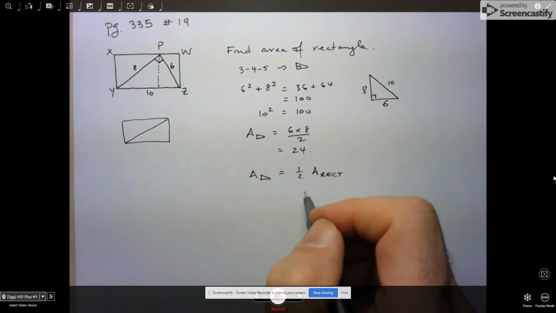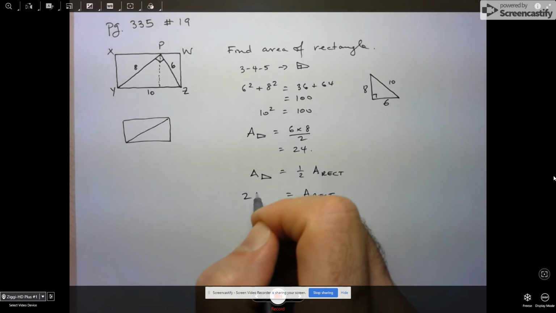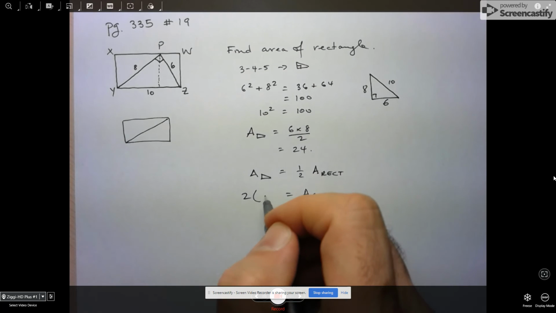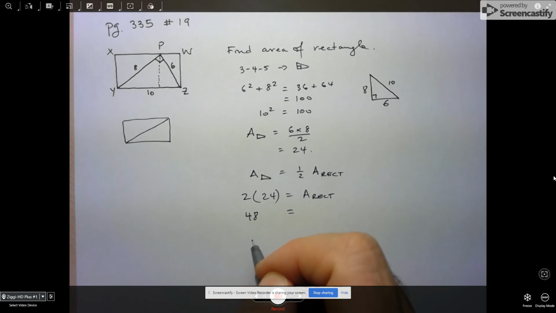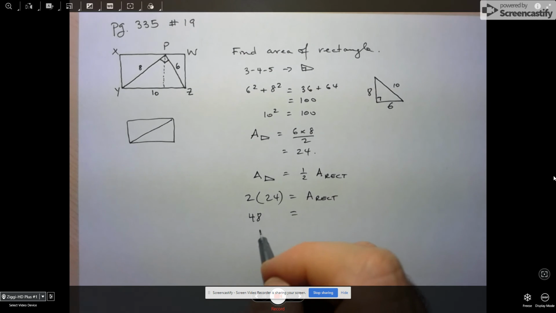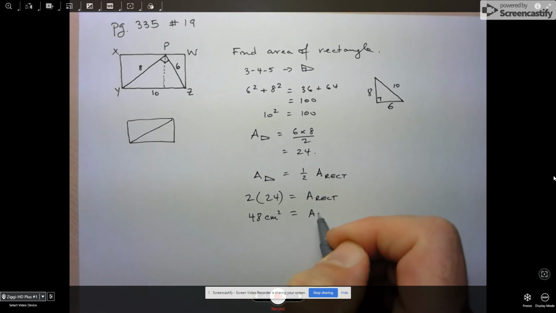So in other words, the area of the rectangle is just going to be equal to 2 times the area of the triangle, which was 24. And so the area is 48, and I believe this is in centimeters. Yeah, so we can say centimeters squared.